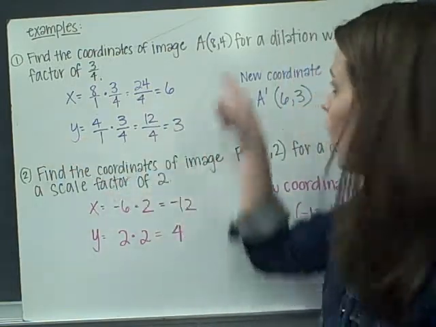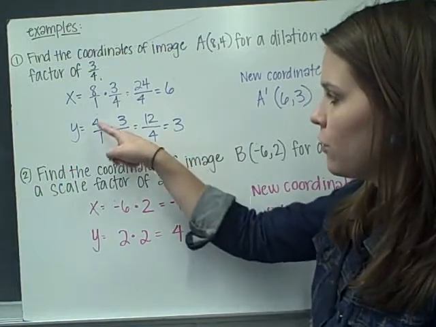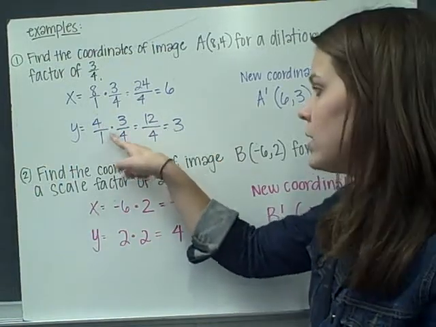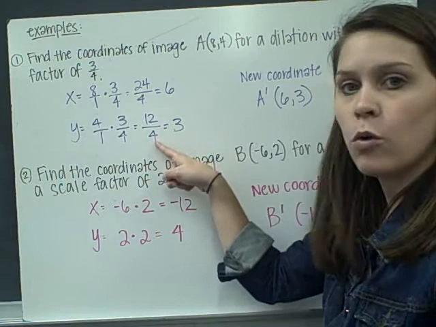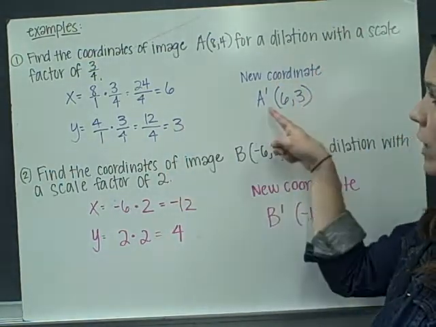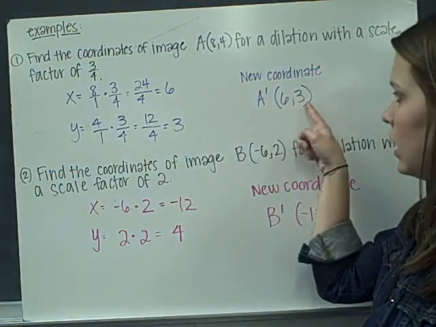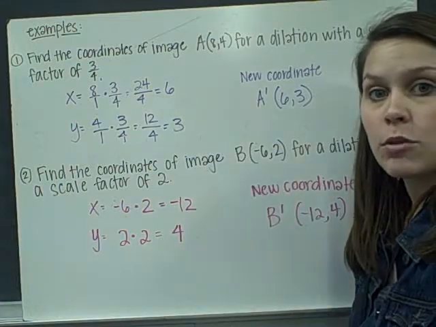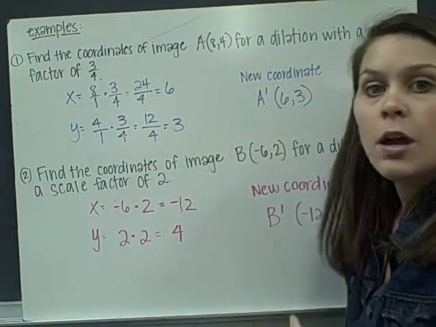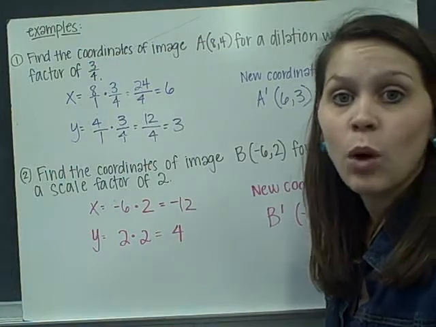Do the same thing for y. So 4 times 3/4. 4 times 3 is 12. 1 times 4 is 4. 12 divided by 4 is 3. So our new coordinate, A prime, is 6, 3. This should make sense. These numbers got smaller than 8, 4 because our scale factor was less than 1.